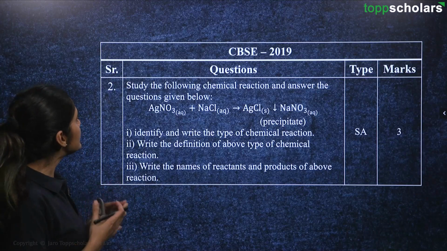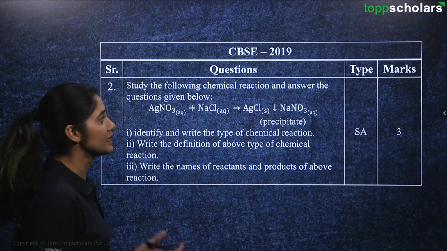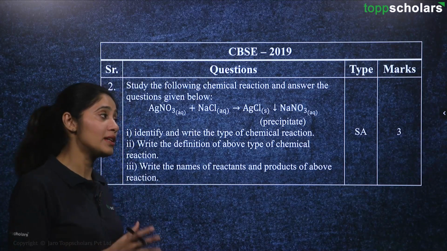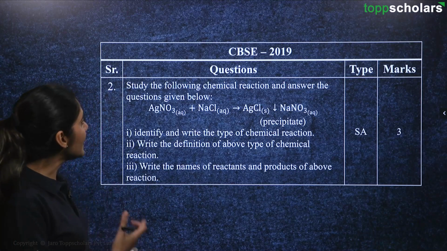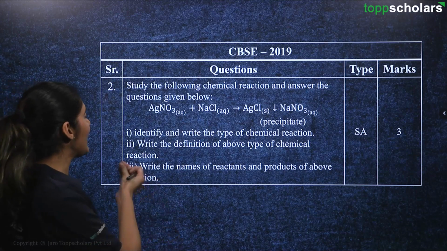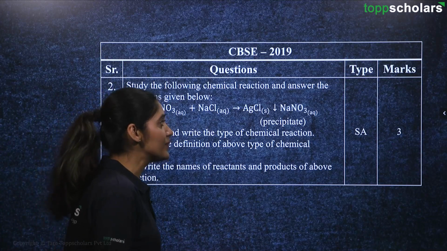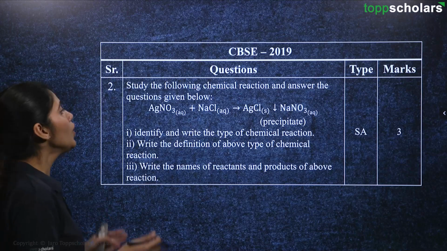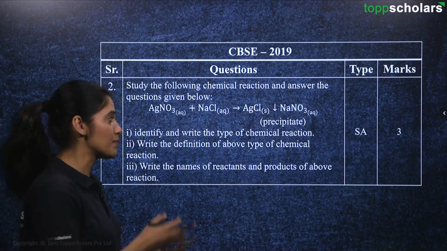Now let's move on to the next question. Study the following chemical reaction and answer the questions given below. This is also a question asked in 2019 carrying 3 marks. It's a short answer type question, and you have to study the following chemical reaction, which is AgNO3 plus NaCl, which results in AgCl and NaNO3 that comes out as a precipitate. Now based on this you will have to answer these 3 questions based on this reaction.